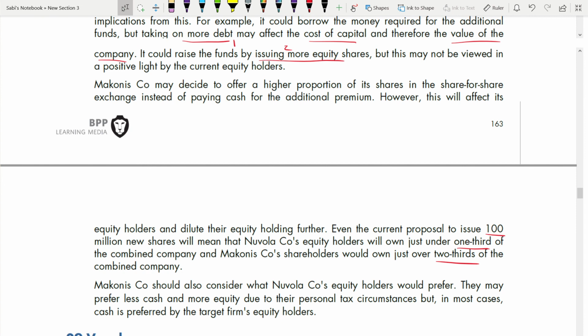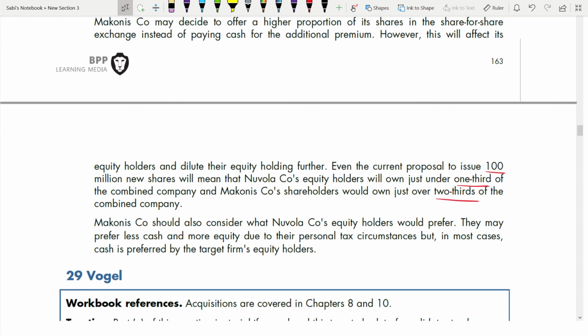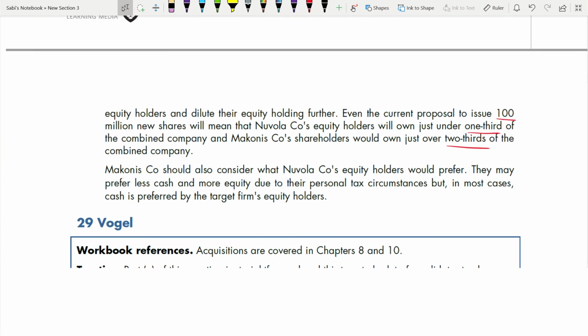So that's it. And the next question, the last 25 mark question also, of the revision kit, I would say is question number 29, right? Which is Vogel. It is also about acquisition. And this is the last question. After that, I'll be done and I will be starting the 50 marks question. The 50 marks case study question. 11 questions are there total. So I'll be finishing all.